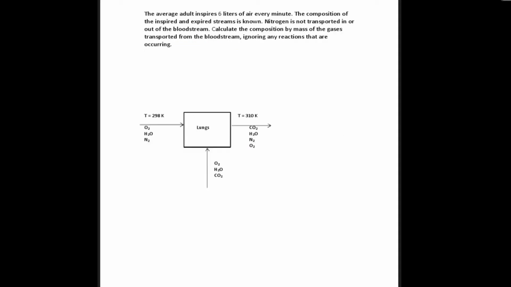Now we're going to be seeing some examples of when the ideal gas law is or isn't a reasonable assumption. In this first problem, we're going to be showing why it is a reasonable assumption. Here we have a person breathing at sea level. We have an inspired gas stream, an expired gas stream, and a stream of gases being transported from the bloodstream to the lungs. In this problem, we know the composition of the inspired gases, the composition of the expired gases, and the temperature of these two gases as well. We also know the volumetric flow rate of the inspired gas stream, and we know the pressure. Since this person is at sea level, the pressure would be assumed to be 1 atm.